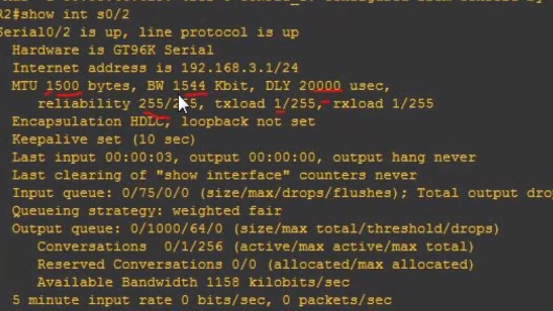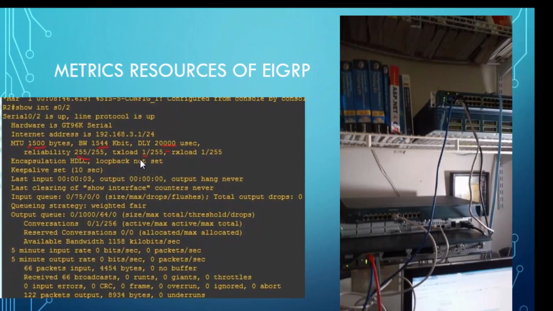So when we are talking about bandwidth and delay, we're talking about this factor over here. I want you to focus over here. Then you have the bandwidth of 1,544 kbps and a delay of 20,000. But there is also, as you can see over there, MTU, which stands for maximum transmission unit, reliability, and load. This happens in EIGRP.